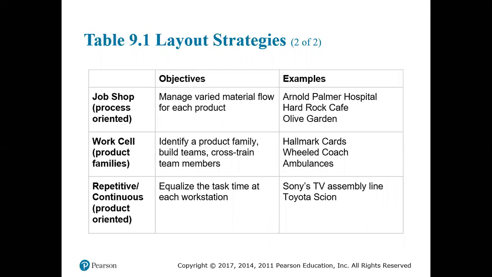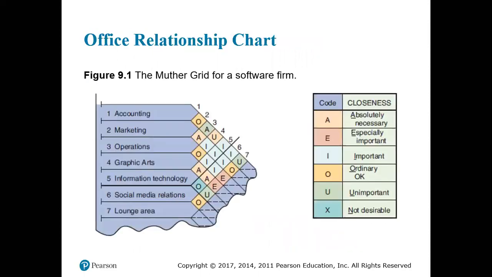Okay, so let's look at this. This is an interesting piece of art. And the Muther grid is used when you're trying to figure out how best to put the different activities within an office space together. You can also use it within warehousing space or distribution space, but basically it forces the strategist or the industrial engineer or whoever is tasked with putting together some office space to do it in a way that makes the most sense.